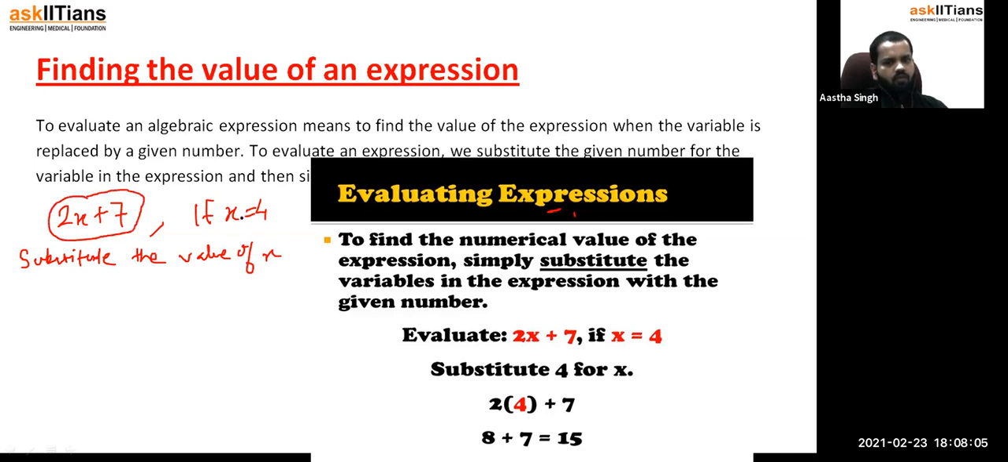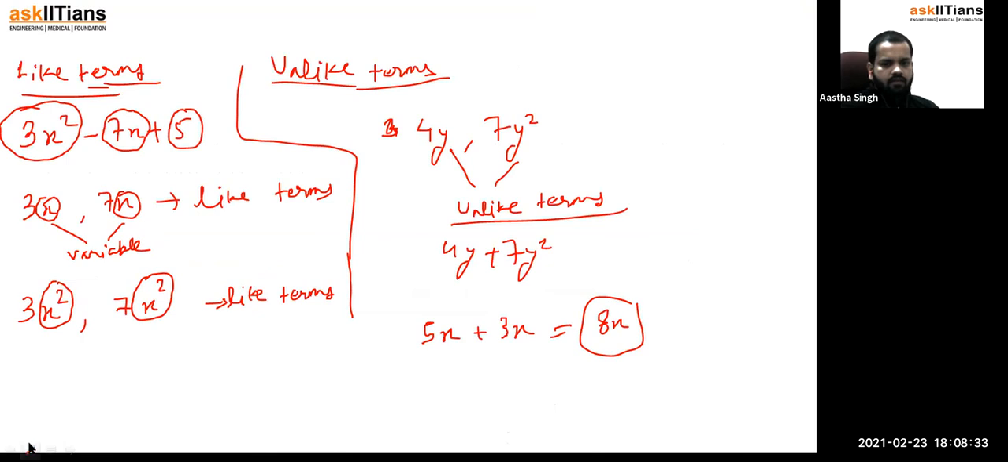Here we need to find out 2x plus 7. If x is equal to 4, then just put the value of x into the algebraic expression. Then it becomes 2 times 4 plus 7. 4 twos are 8. 8 plus 7 will give you the answer 15. I think you all have got the point, right? We'll take more examples.